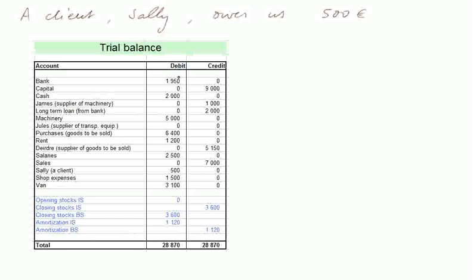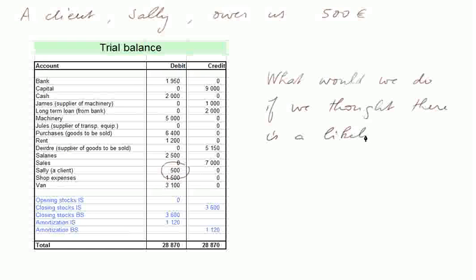This trial balance shows us our assets and liabilities, and among our assets we have a client, Sally, that owes us 500 euros. The question is, what would we do if we thought that there is a likelihood Sally doesn't pay?